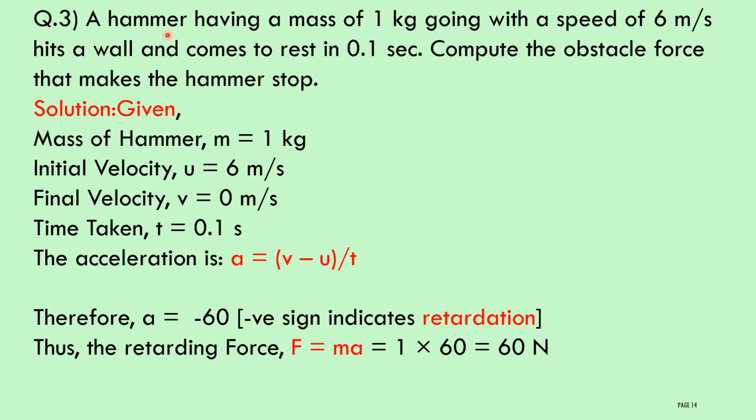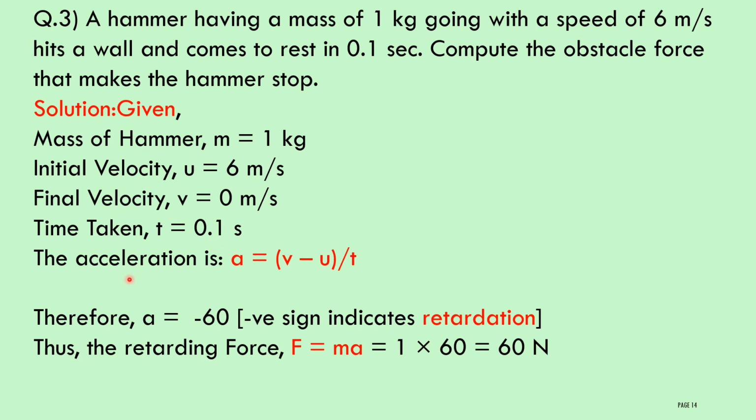Question number 3. A hammer having a mass of 1 kg, going with a speed of 6 meters per second, hits a wall and comes to rest in 0.1 second. Compute the obstacle force that makes the hammer stop. Here the mass of the hammer, m, is 1 kg. Initially it is moving with a velocity u of 6 meters per second. After hitting the wall, the hammer comes to rest, so the final velocity v is 0 meters per second. It comes to rest after a time of 0.1 second. Therefore, time is 0.1 second.